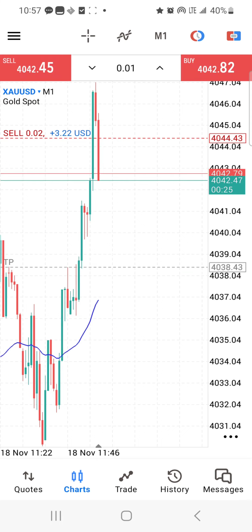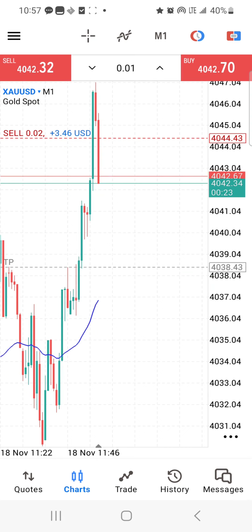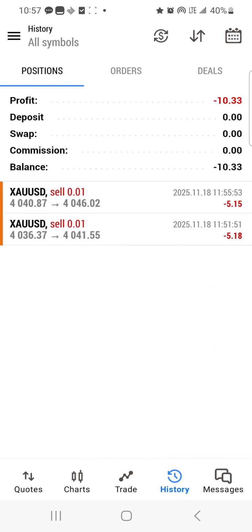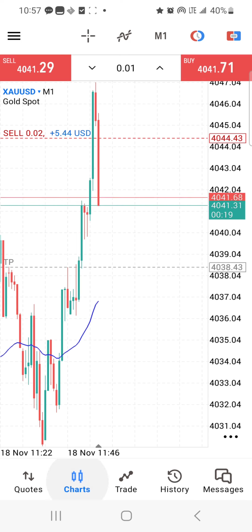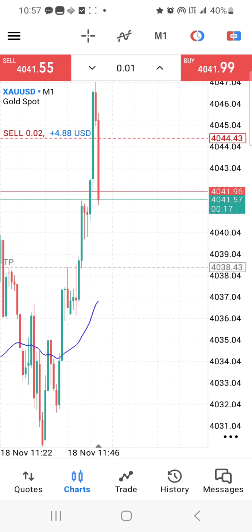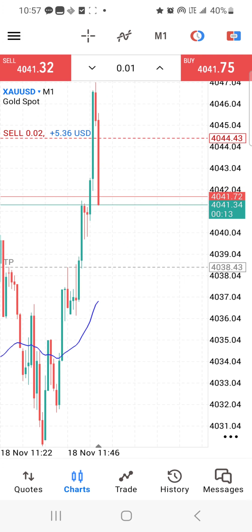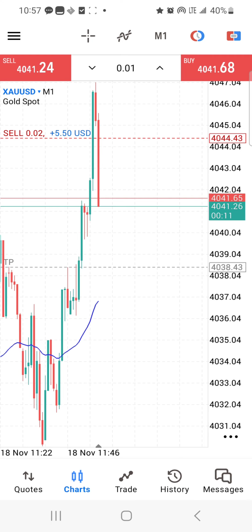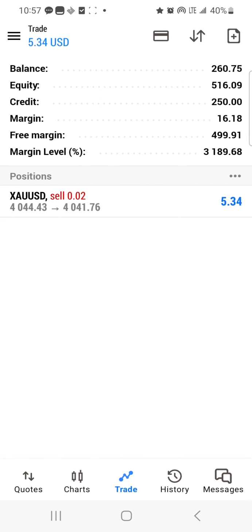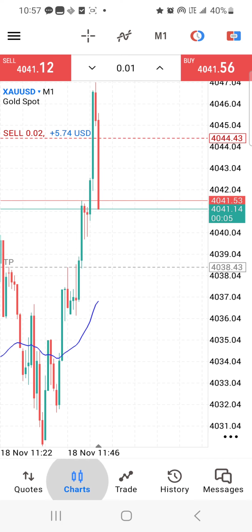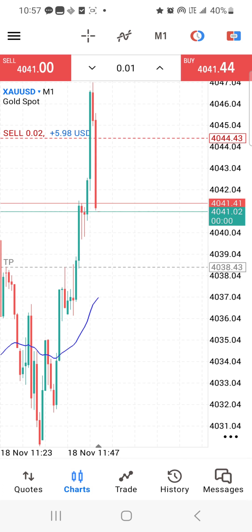All right, so we are on the third trade right now. Remember, the first one was a loss, the second one was a loss, and then we are on the third trade right now. So we are believing that this one will be the one that will give us the take profit. So let us watch carefully. All right, so we're having $5 in profit. Okay, so let's watch and see what will happen.